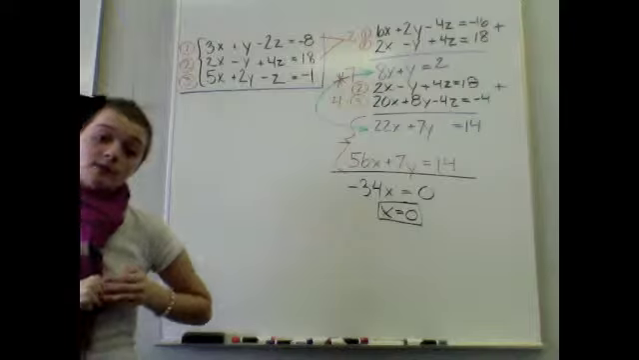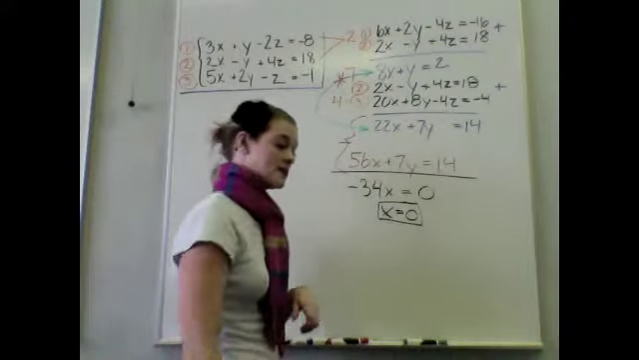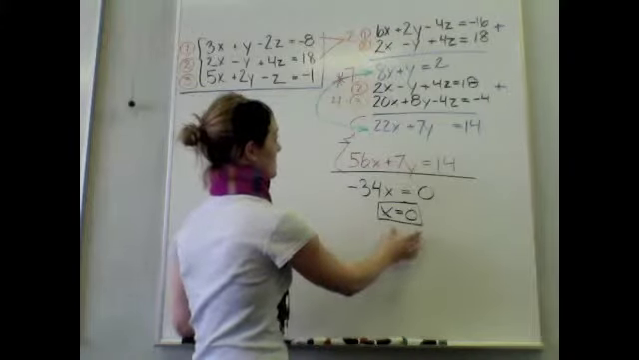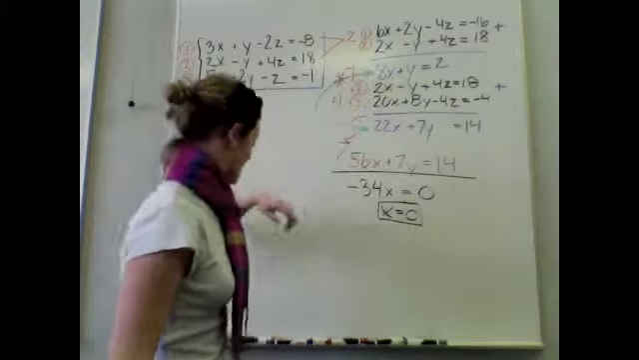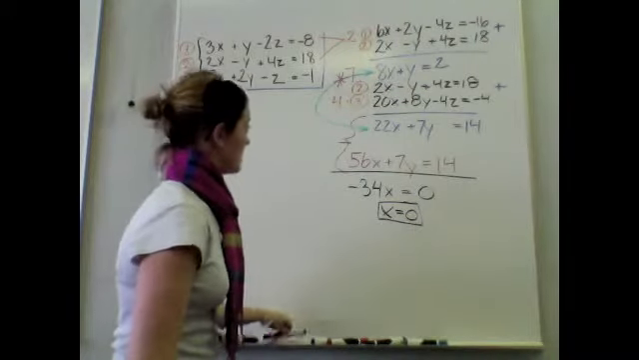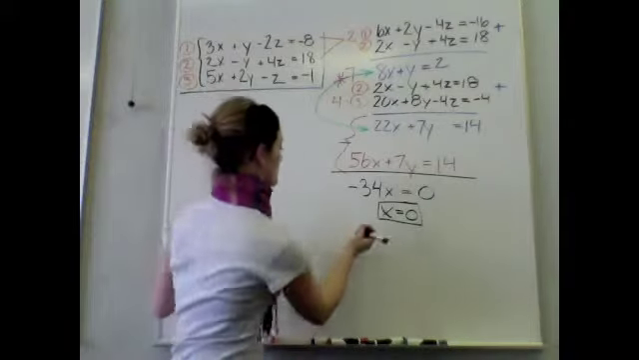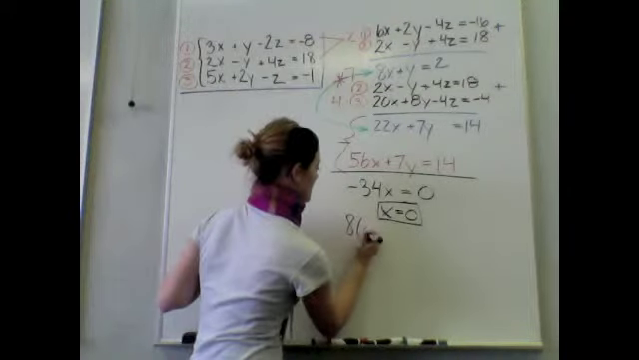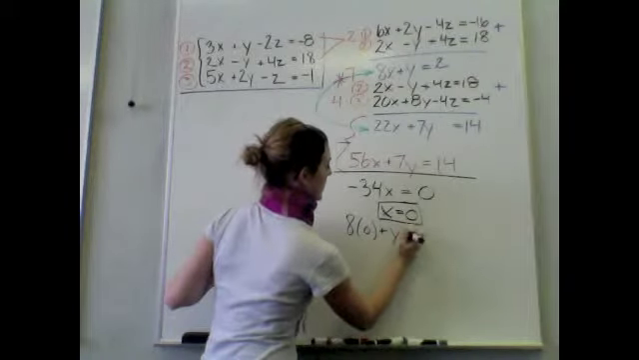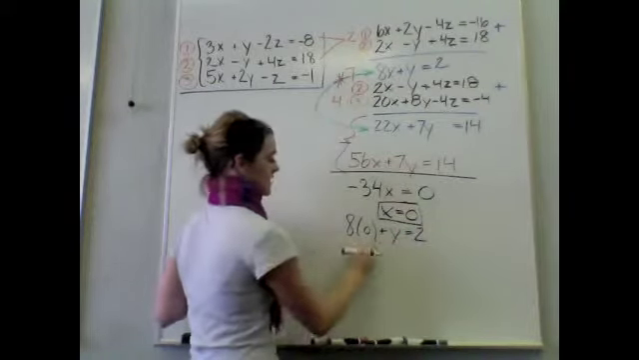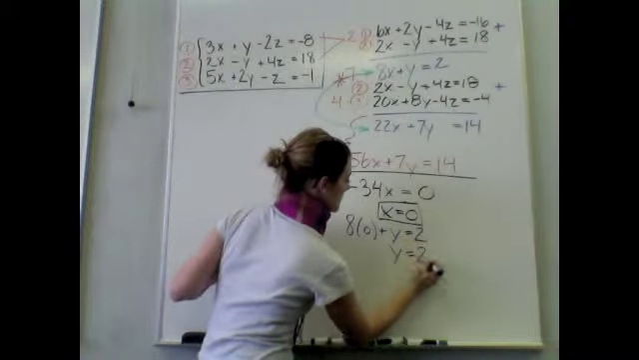We're doing a 3 by 3 system because we have 3 variables. So the next thing I need to do is take this value that I just found and plug it into one of my new blue equations from my 2 by 2 system. So let's take this first one: 8x plus y equals 2. So we have 8 times 0, which is my x value, plus y equals 2. Well, 8 times 0 is just 0, so that leaves me with y equal to 2.